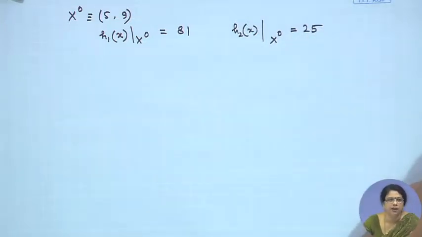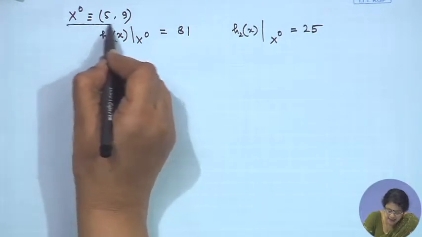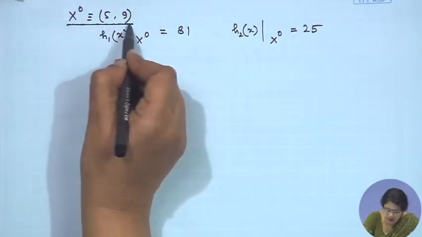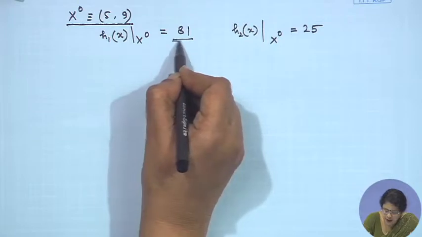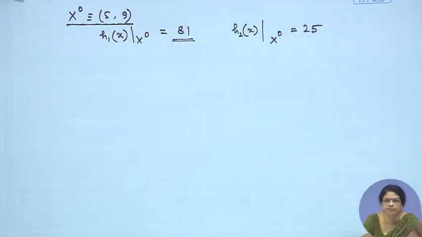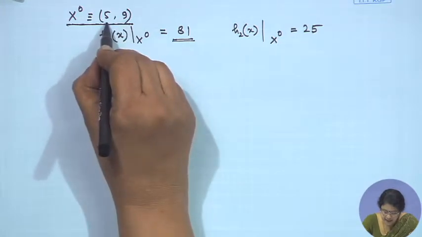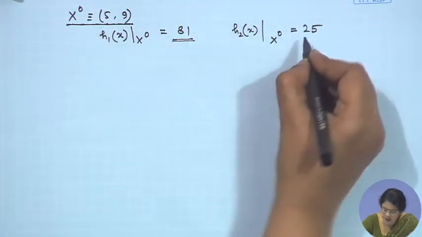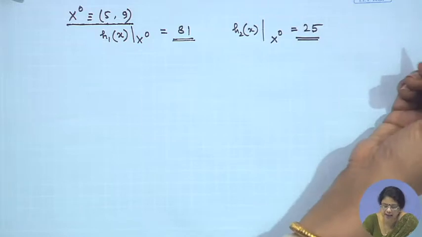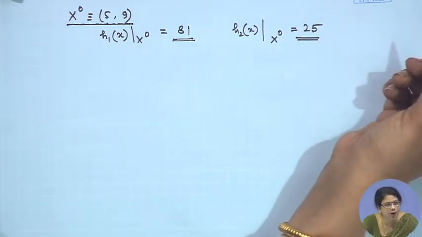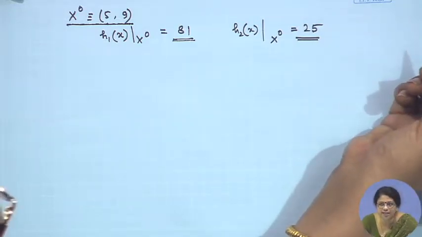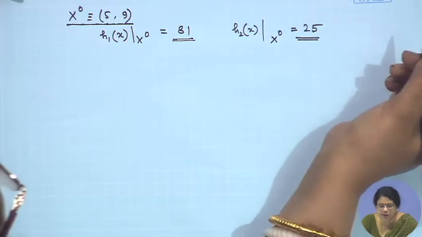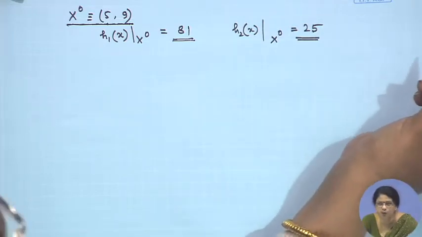Now, what is the meaning of it? It means that if I consider this as the optimal solution, then this much violation I have to accept. And if I consider this as an optimal solution, this much violation I have to accept, because my constraints are h1 less than or equal to 0, h2 less than or equal to 0.